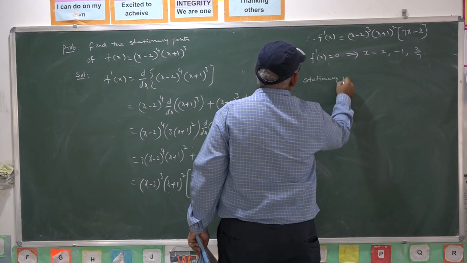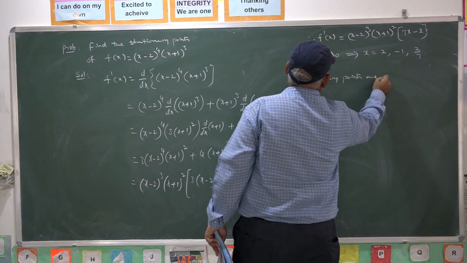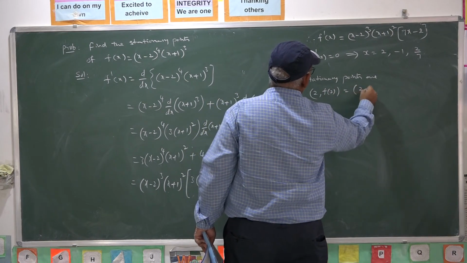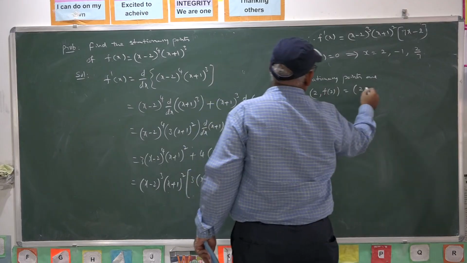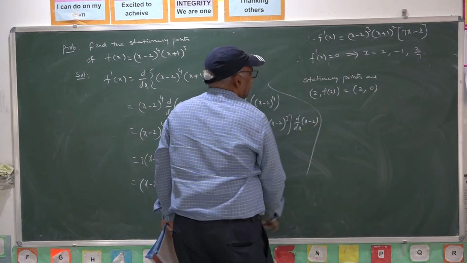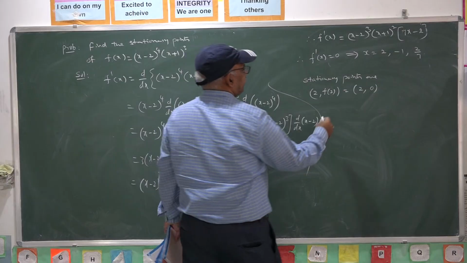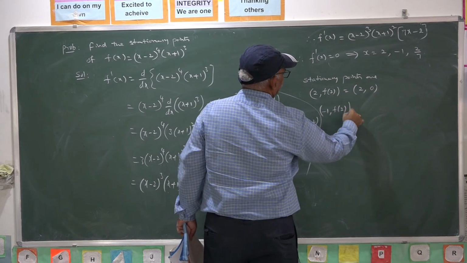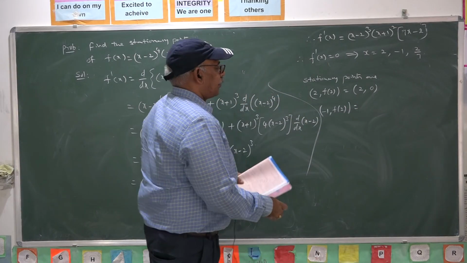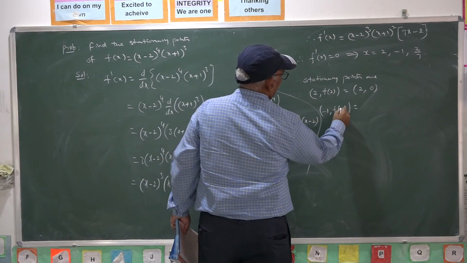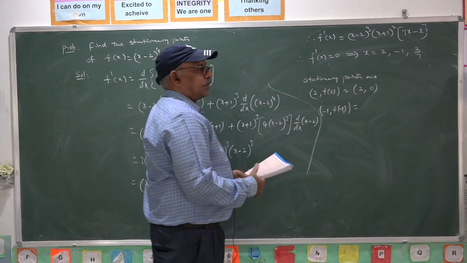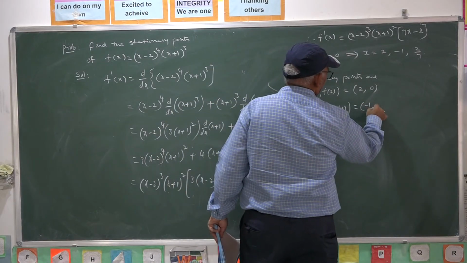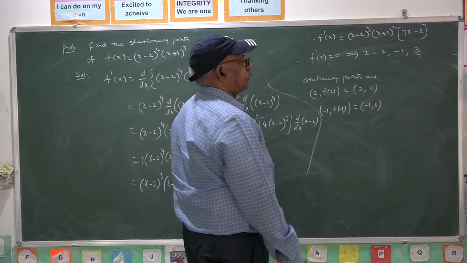Stationary points are given by (2, f of 2), which is (2, 0). Okay? Or otherwise (minus 1, f of minus 1). Taking x equal to minus 1 in this one, that is (minus 1, 0). This is one more stationary point.